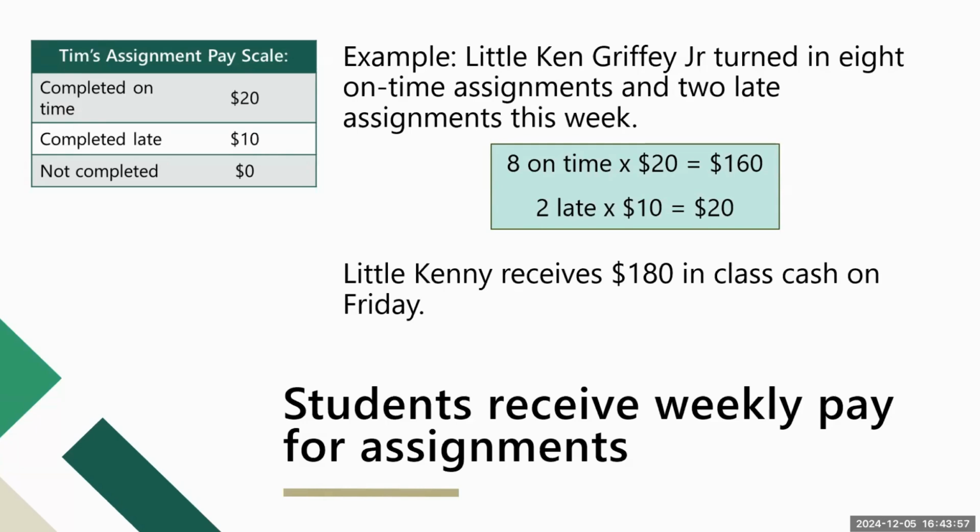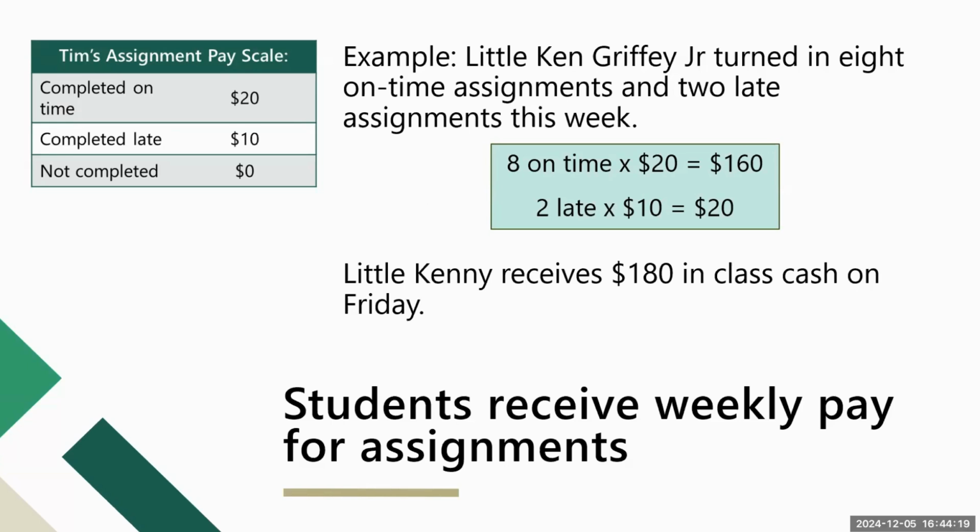So your scale was about $20 for on time, just you turned it in when you were supposed to turn it in. Doesn't matter how many you got right or wrong, but when it was due on Monday, it was in the basket or whatever on Monday. But if you got it in at all, they still got $10. Correct? If they turned it late, it was $10. Yeah. But anything that was just not completed was a 0.